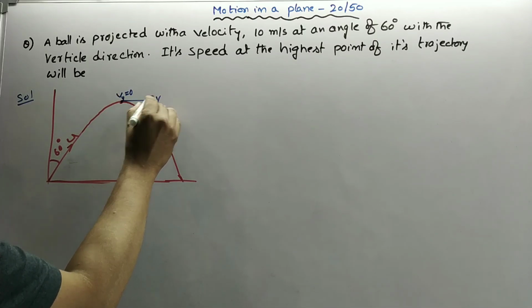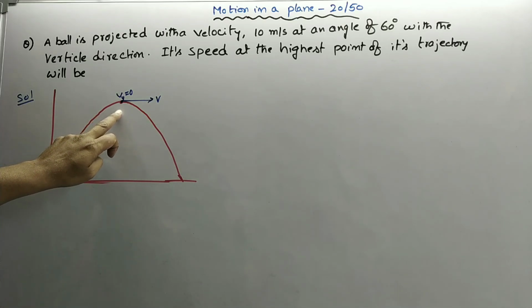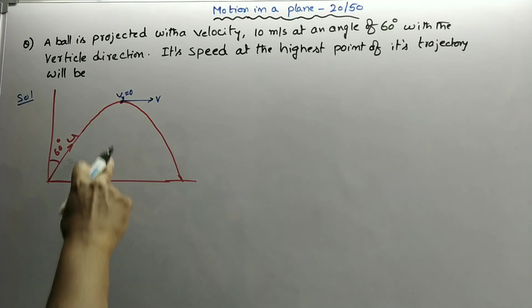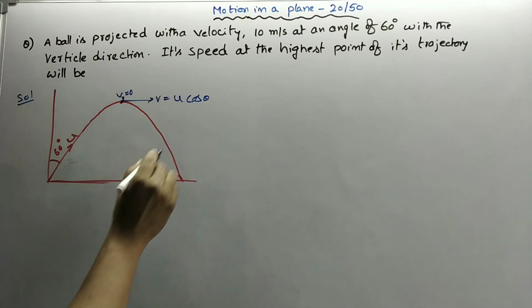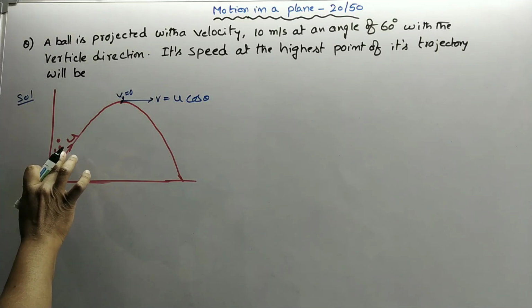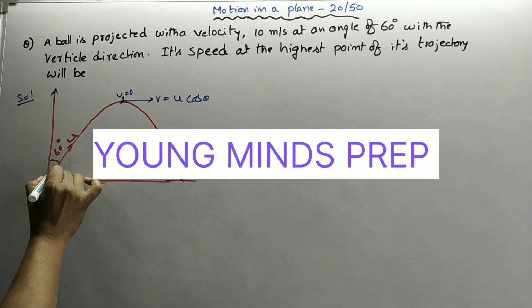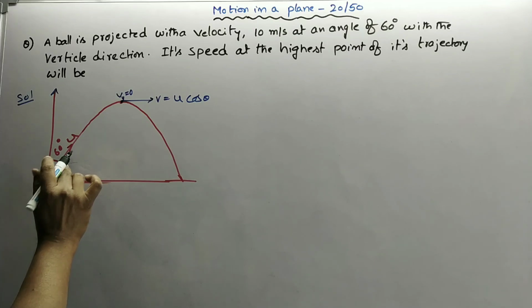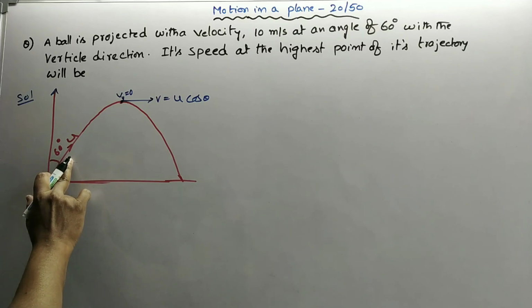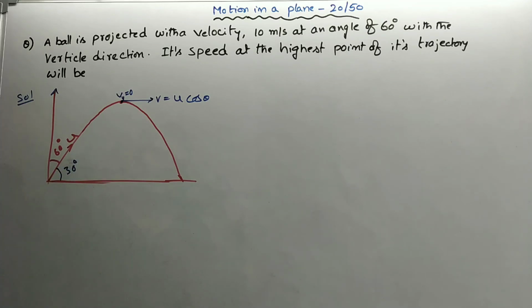But at this highest point, the body is having the same initial velocity component. That means at that highest point, V is equal to what? U cos theta. Here, this is the angle made by the projectile with respect to y-axis. But you can observe in projectile motion, the angle made by the projected body with respect to the horizontal is nothing but, I say, 30 degrees.